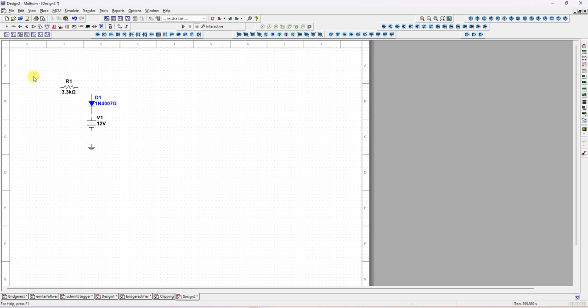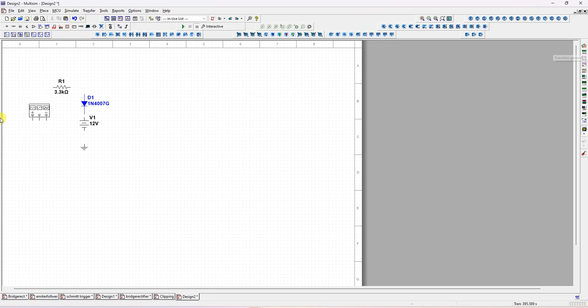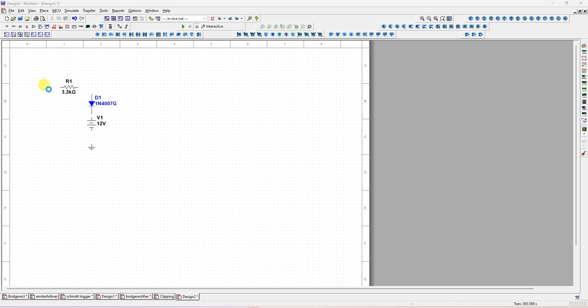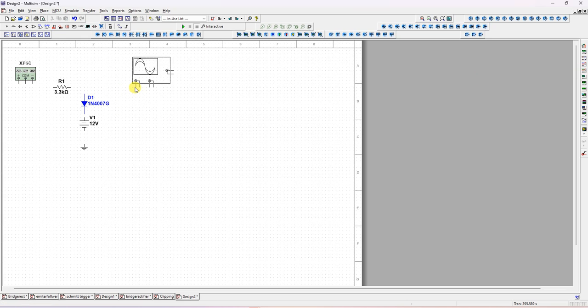Now I want to give input. So right side of the tool we have multimeter, function generator. You select function generator. Place here. I want an output device, oscilloscope. Select oscilloscope and place here. Now all the components we placed, still connection is pending.